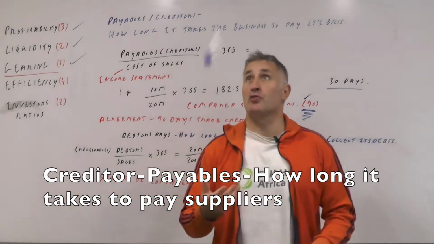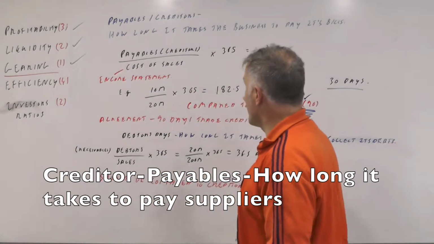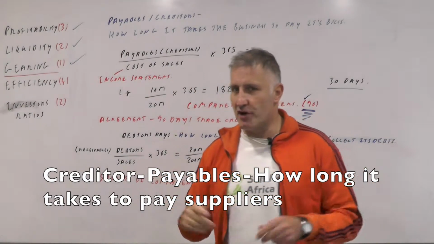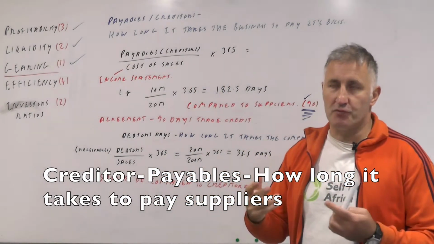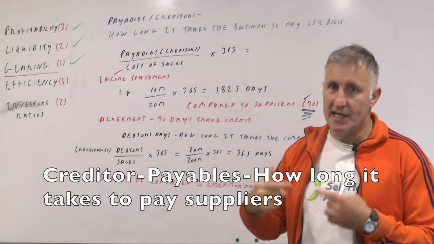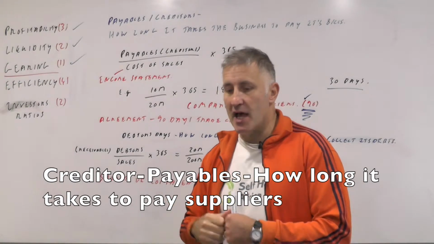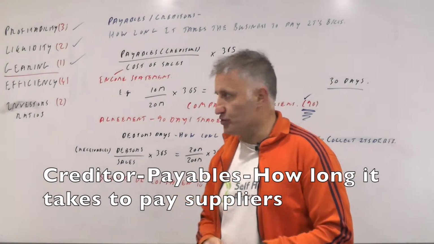Okay, this is lesson 20, creditor days and debtors days, and this is part of efficiency, and I'm going to have a look at two efficiency ratios here. Now, one of the ways in which you can measure efficiency is how long it takes a company to collect its debts, and also how long it takes a company to pay its bills.